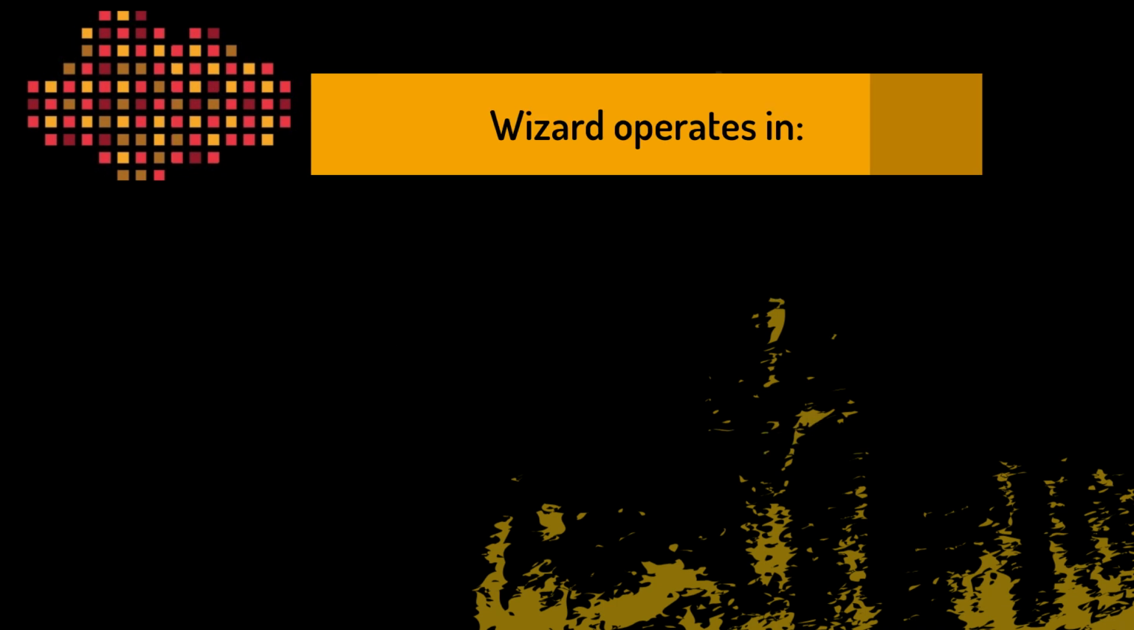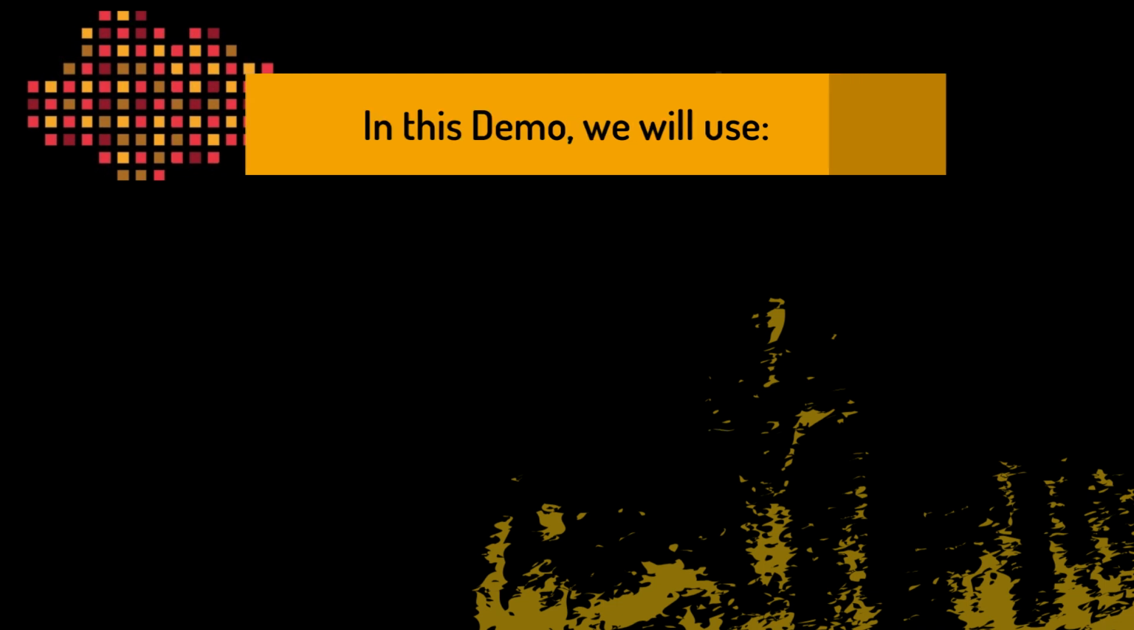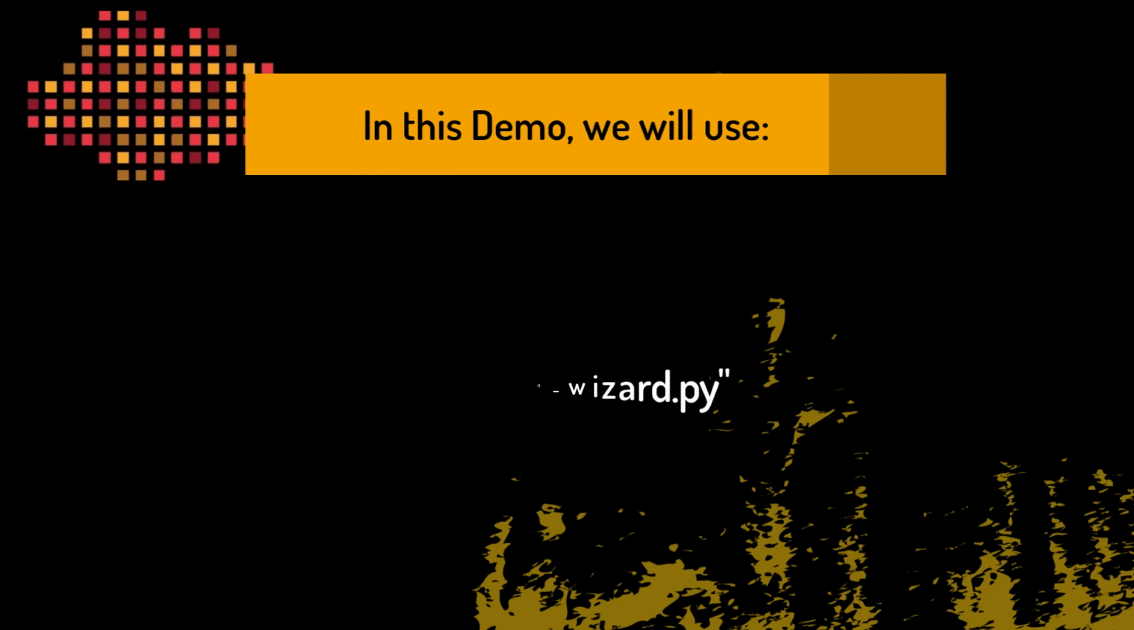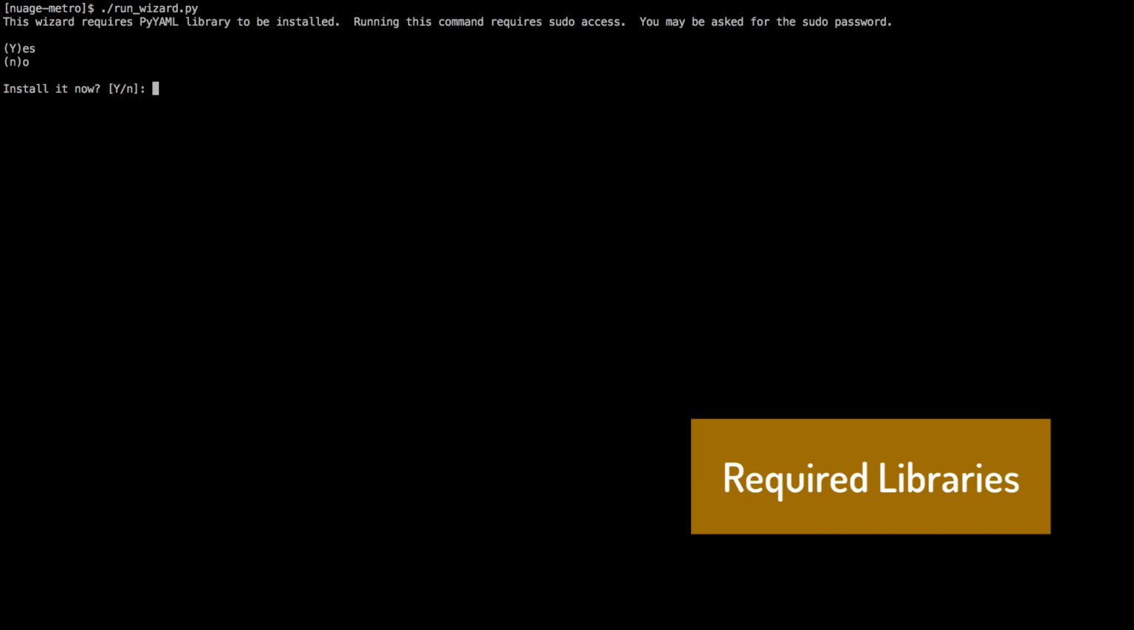The wizard operates in both the Docker container and GitHub repository environments. In the Docker container, the wizard is launched using the command MetroAE Wizard. For those using the repository directly, execute run_wizard.py. In this demonstration, we will be using the repository. Let's get into it. The wizard first ensures that the required libraries are present on your system.